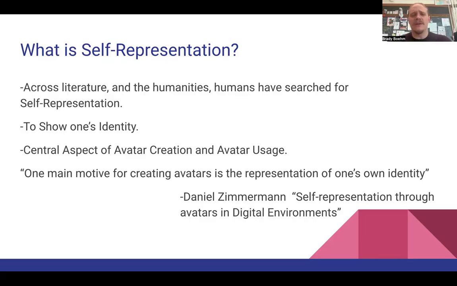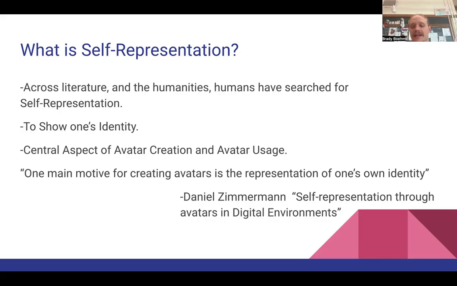Now, we start off with the question of what is self-representation? Self-representation has been happening in human history since the dawn of creation, across literature, the humanities, and arts. Humans have always searched for self-representation as a way to show one's identity, whether it's through clothing, through art, or through stories. Now through digital media, self-representation is simply the way that we can show who we are to the world. And this is a central aspect of avatar creation and avatar usage.